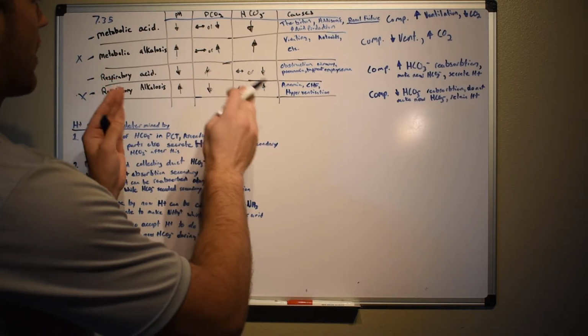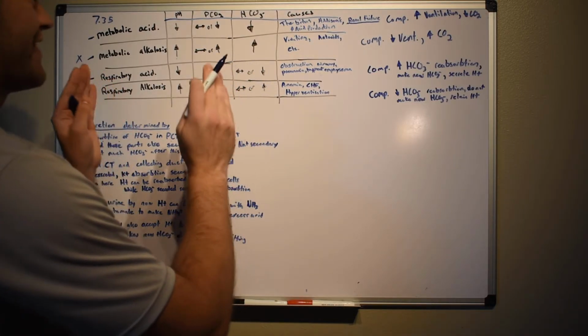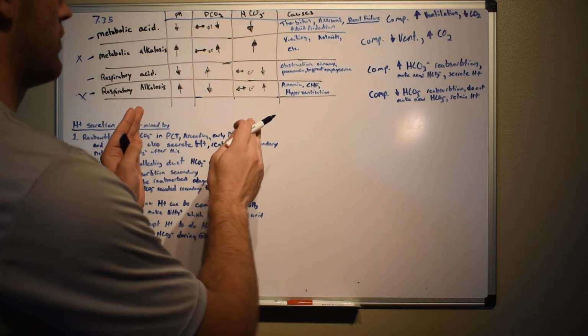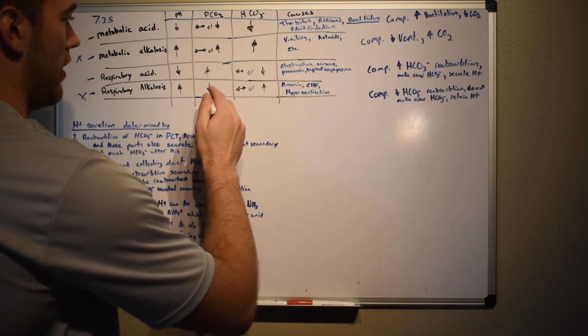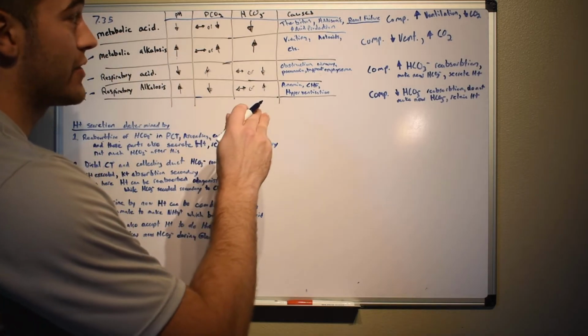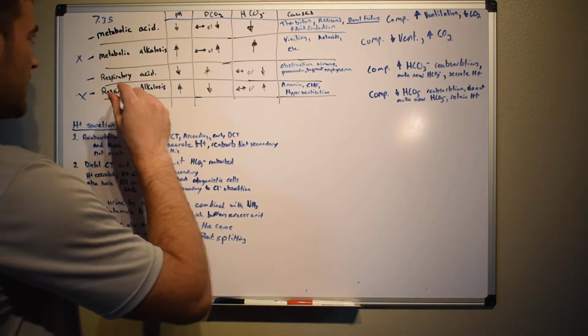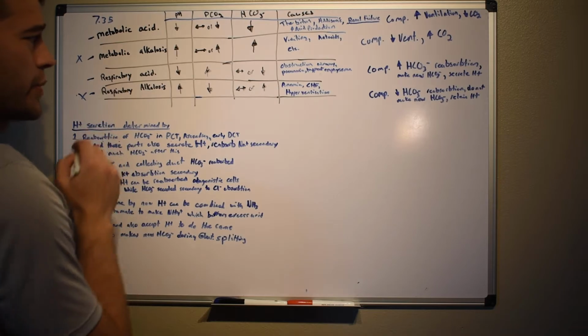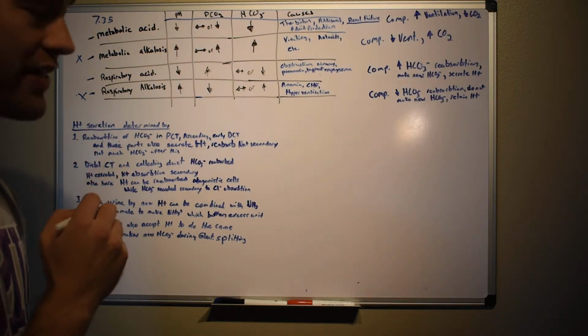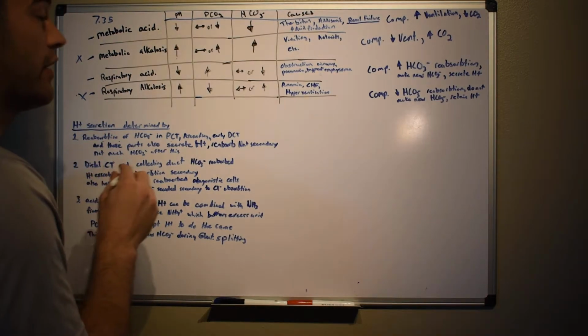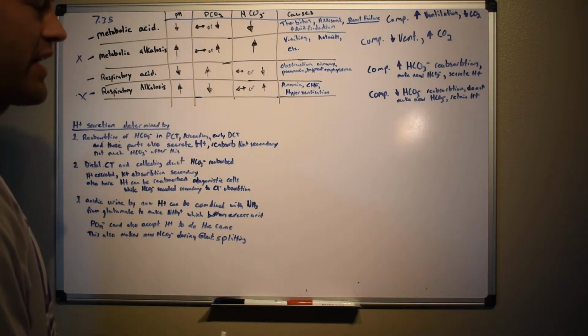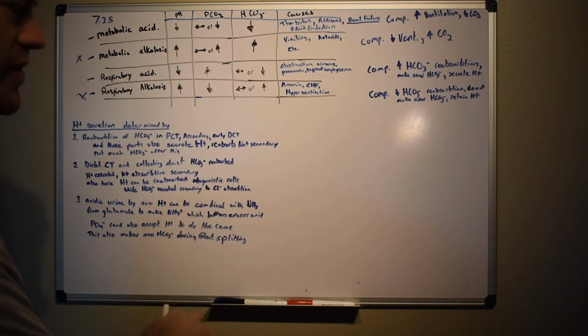We know that it's an alkalosis if it's going up. We know it's an acidosis if it's going down. Boom, done. All right? Now, the fastest way to tell if it's a metabolic or a respiratory driven pathology is to look at where the mechanisms are, or where the levels are going.